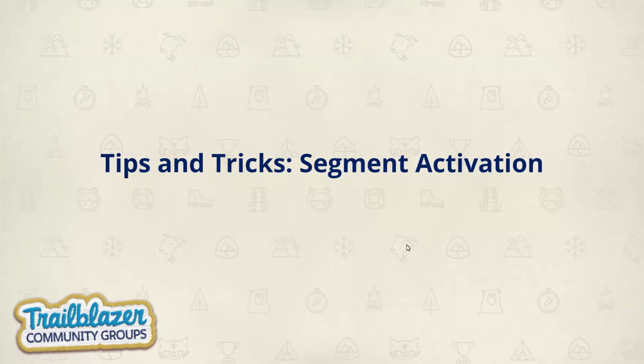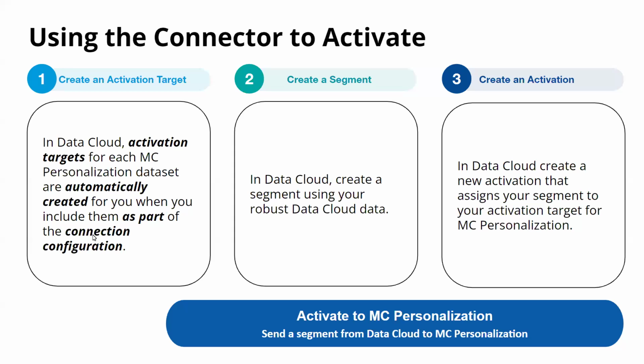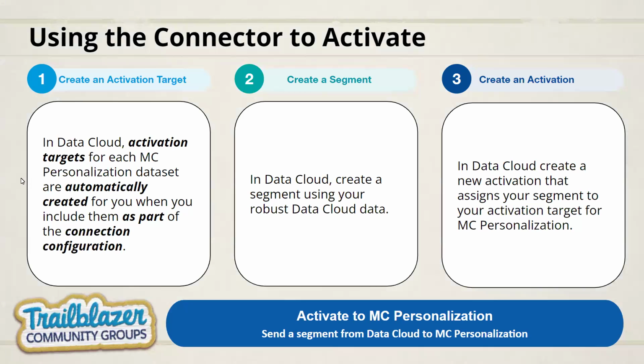So let's talk about segment activation. Okay. So when we use the connector to activate, we look at this in 3 steps. Step 1 is creating that activation target. That's why we showed that timeline earlier in the presentation. So in Data Cloud, an activation target for each personalization data set is automatically created, and you then include them as part of your configuration or connection process itself.